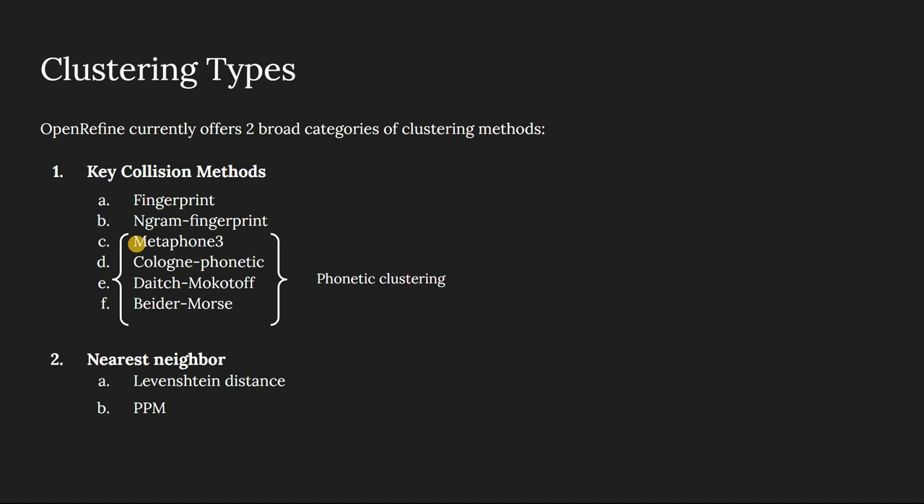Let's talk about the key collision methods in brief. Fingerprint method, N-gram fingerprint method, Metaphone 3, Cologne Phonetic, Daitch-Mokotoff, and Beider-Morse are the key collision methods, and the last four methods are basically phonetic clustering methods. Examples of nearest neighbor methods are Levenshtein distance and PPM.